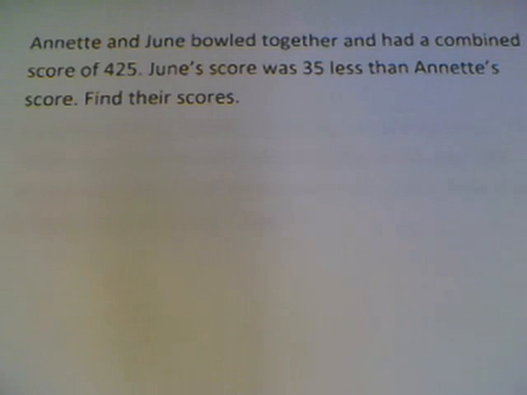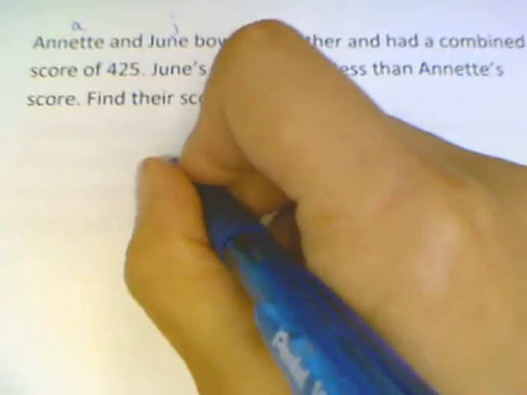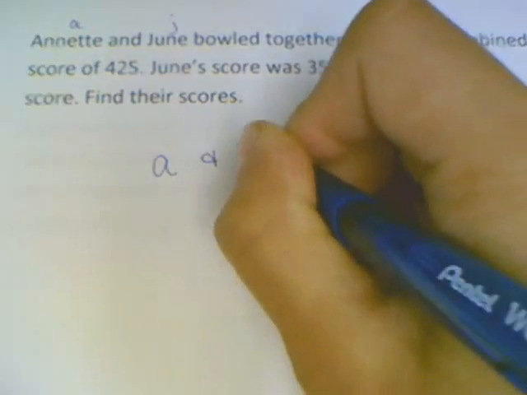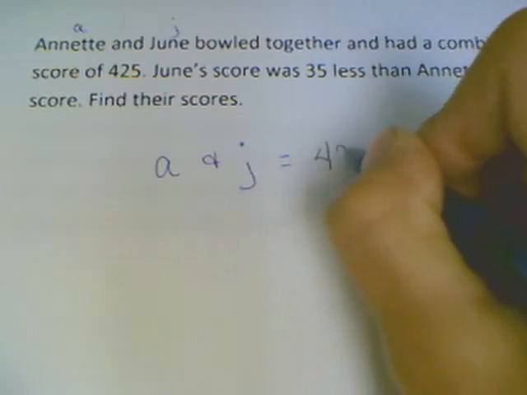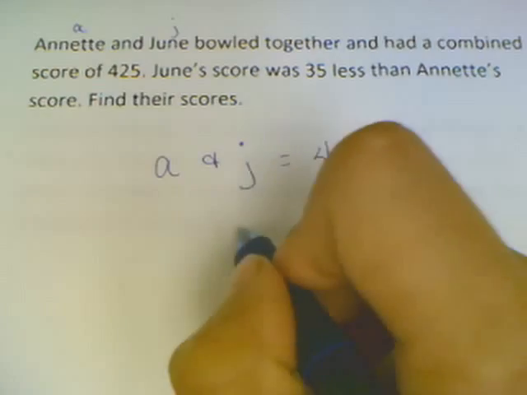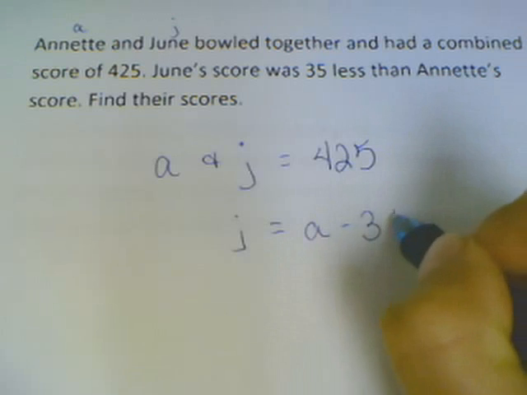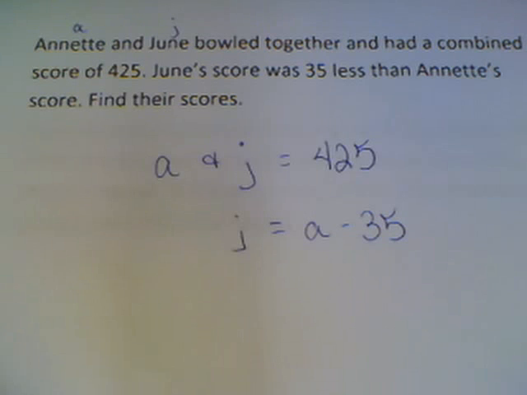Annette and June bowled together and had a combined score of 420. June's score was 35 less than Annette's score. Find their scores. Well, I can choose two variables. One's going to be A for Annette and one's going to be J for June. I know that Annette's score plus June's score is 425. But June's score is 35 less than Annette's. So here's my second equation that I can set up.